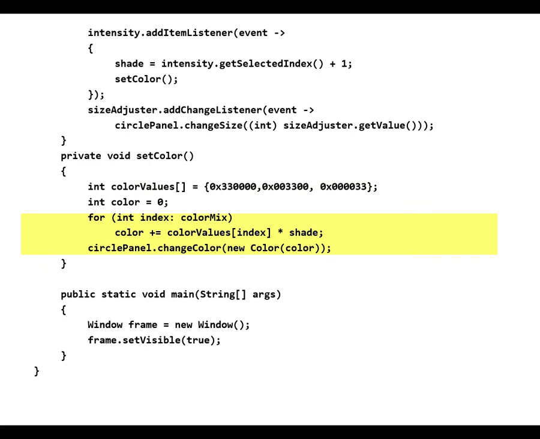This loop generates a single hexadecimal value that represents the final color by multiplying the specified components by the shade and adding them together. It then calls a constructor of the color class that generates a color from that value and passes it to the change color method of the colorable circle class.